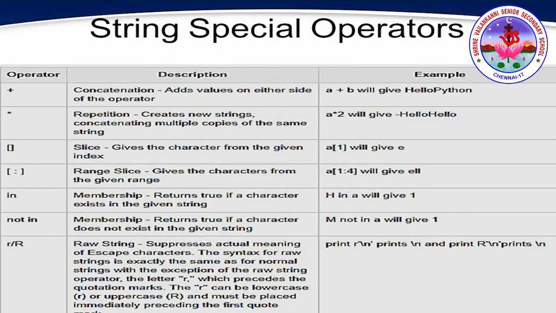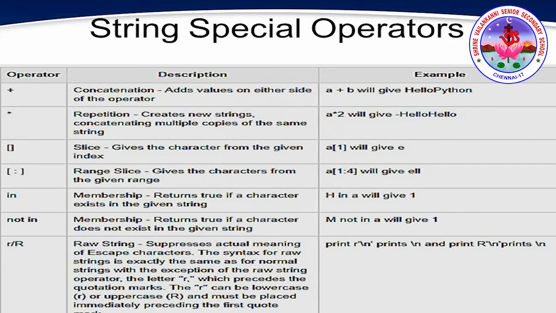Next comes the square bracket. This square bracket is slice, which gives the character from the given index. So A of 1 will give what? E, because A of 0 is H and A of 1 is E. Next is square bracket within which we have a colon. This is the range slice, which gives the characters from the given range. So A of 1:4 will give ELL. It starts from 1 and goes till 3: A of 1, A of 2, A of 3 will be printed.